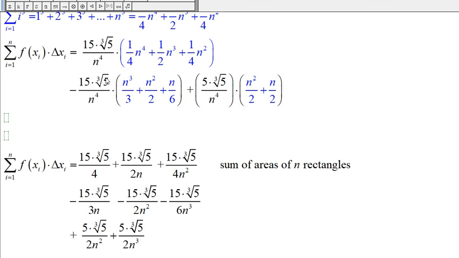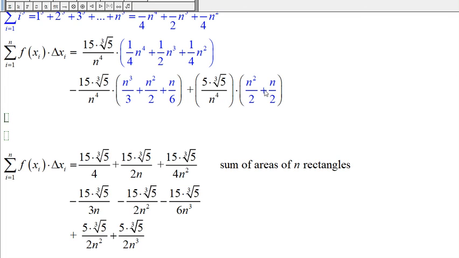And then minus this expression times n to the third over 3. And we will have n to the third divided by n to the fourth, and so there will be n. And here's a 3, so that's why we get 3n in the denominator. And then this times n squared over 2. Then we do n squared divided by n to the fourth, and there's a 2 here, so that's why we get 2n squared here. And then this expression times n over 6. It'd be n divided by n to the fourth, and then we have a 6 here, so that's why we get 6n to the third.